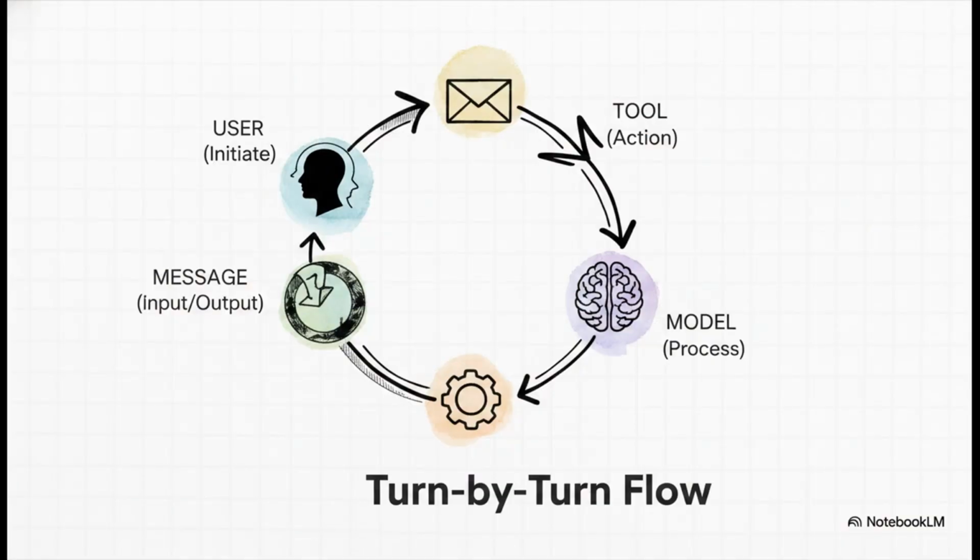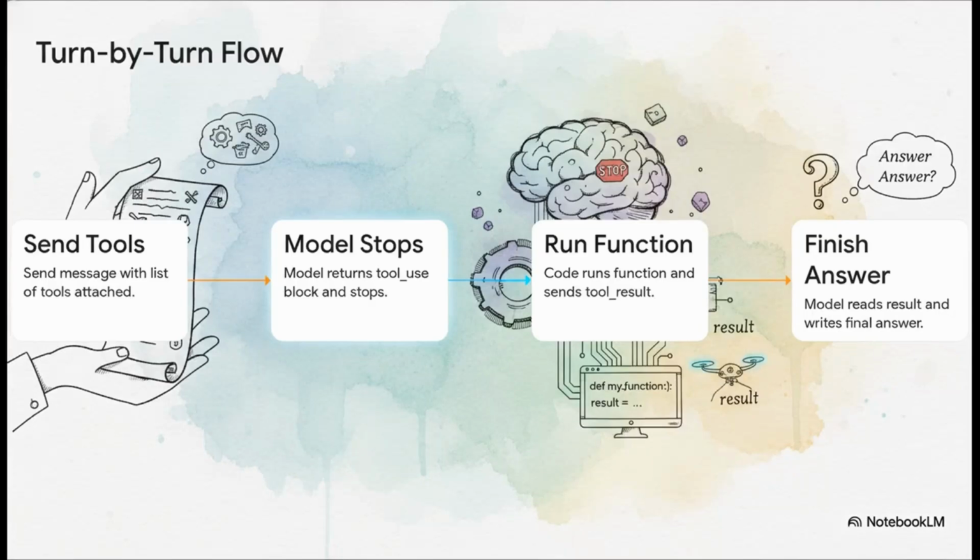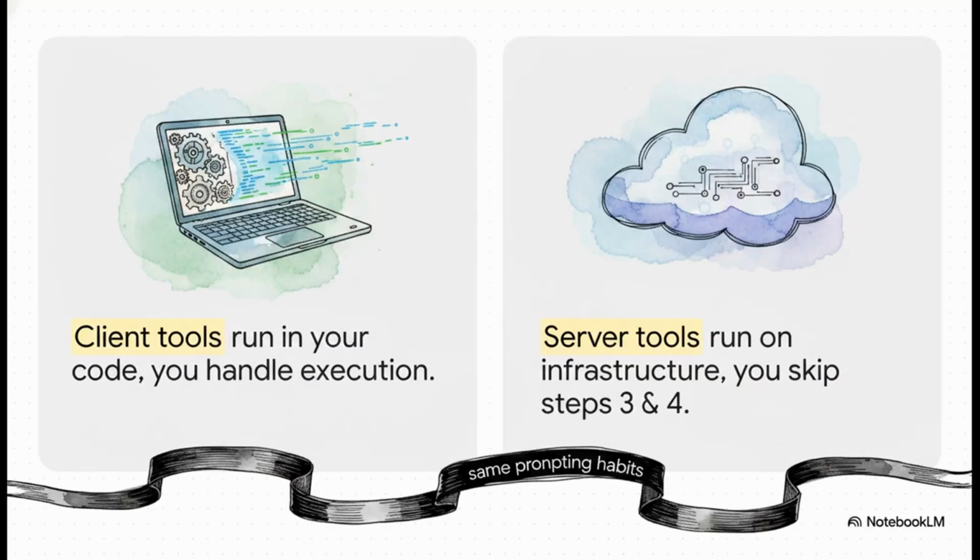To really get this, we first need to understand the tool execution loop. It works like this. Step 1, you send a message with a list of tools attached. Step 2, the model decides it needs a tool, so it actually stops, returns a special tool_use block, and it waits. Step 3, your code runs the actual function and sends the result back. And finally, step 4, the model reads that result and finishes its answer. That's it, really. 4 simple steps. Your message, the model's tool request, your result, and the model's final answer.